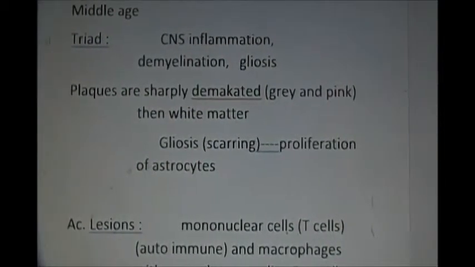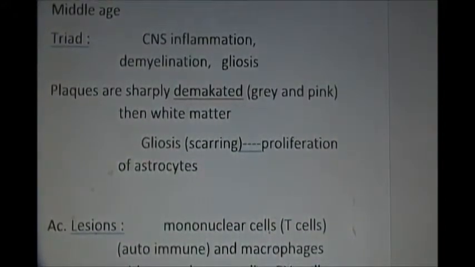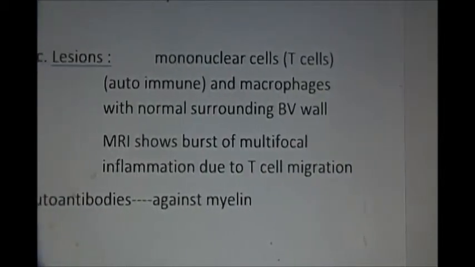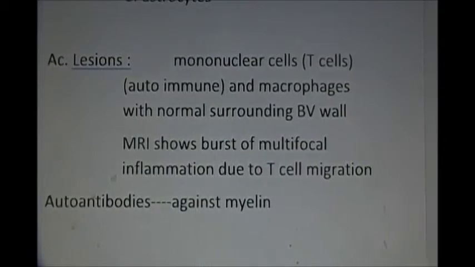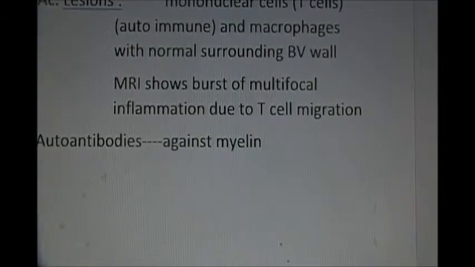What is gliosis? Gliosis is scarring, and it is due to proliferation of astrocytes. So what happens in an acute lesion of multiple sclerosis? Mononuclear cells, the T cells, indicate an autoimmune pathology of the disease, and the macrophages and B lymphocytes appear there inducing inflammation, with normal surrounding blood vessel walls, as I already told. And if you see, my MRI shows bursts of multifocal inflammation due to T cell migration.